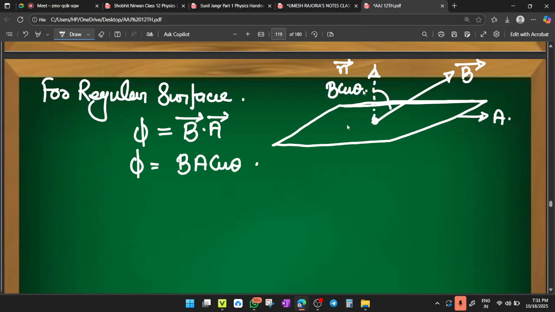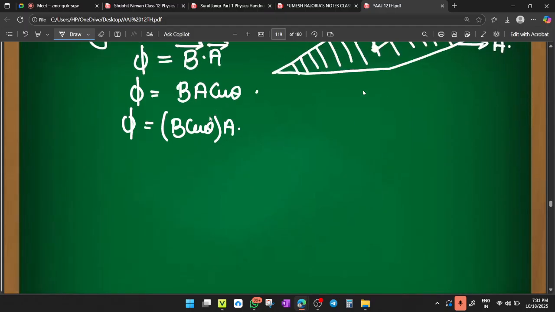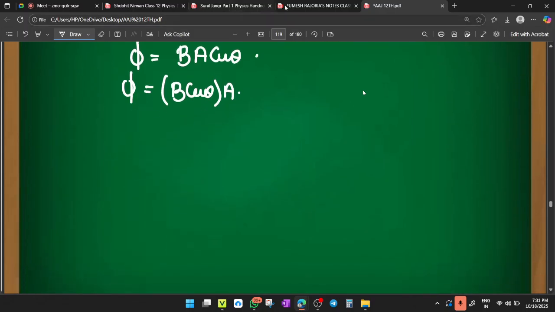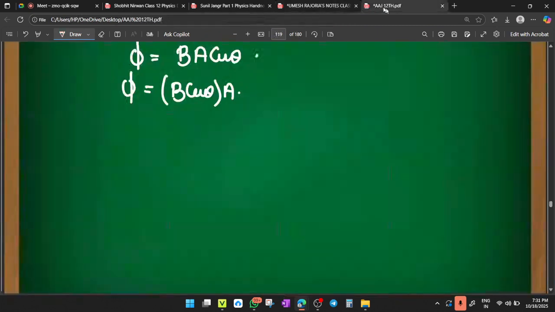Clear? So from the total area, if one point carries a field of B cos theta, then the total area will carry how much? Phi is equal to B cos theta multiplied by A. So the total flux, phi, is equal to B cos theta into A. Same thing is written here, that is equal to BA cos theta. Yes or no? So phi is the net flux, equal to BA cos theta. This is total flux.